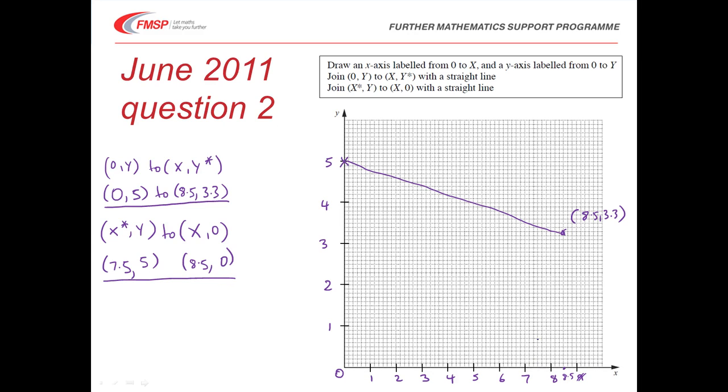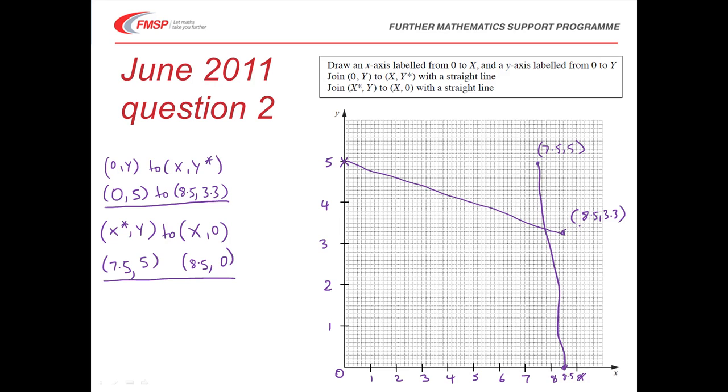Okay, second instruction. 7.5, 5, so that's 7.5. I need to go all the way up here to 5, which I think is there. And I need to join that to 8.5, 0. Well, that's down here. Okay, and that's, oh, not very straight. With a ruler it would have been wonderful.